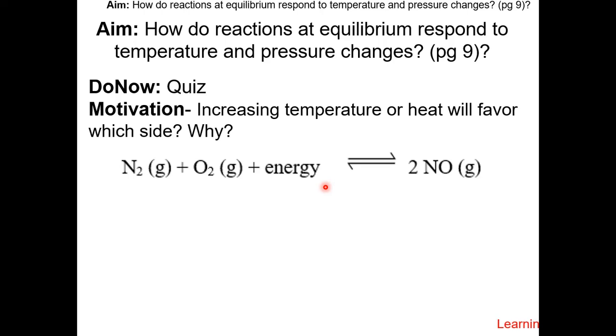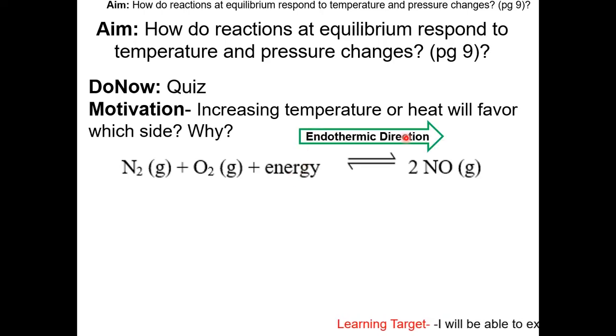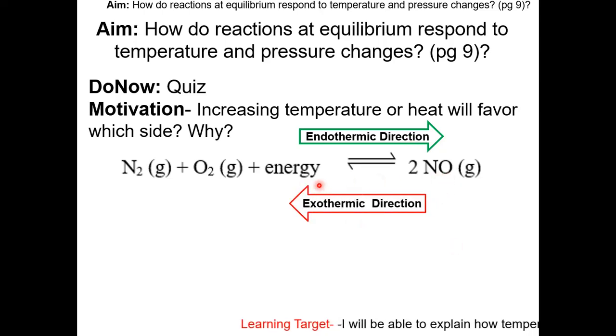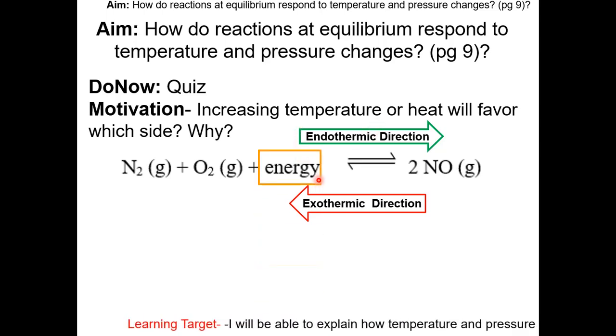Let's first identify which direction of the reaction is endothermic and exothermic. From left to right, energy is being absorbed and is on the reactant side. Therefore, it is endothermic, going from left to right. The reverse reaction, from right to left, is exothermic because energy is being released. Since we're increasing temperature or heat, we're adding energy in the system. So where would equilibrium shift? Which side of the equation will be favored?